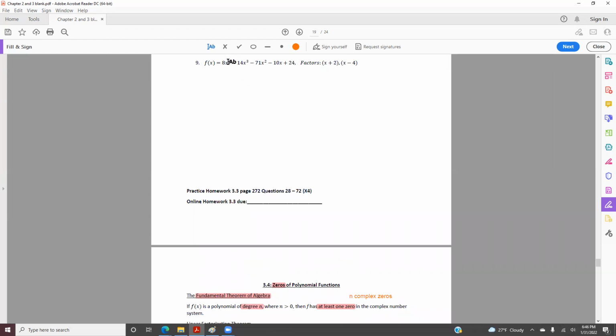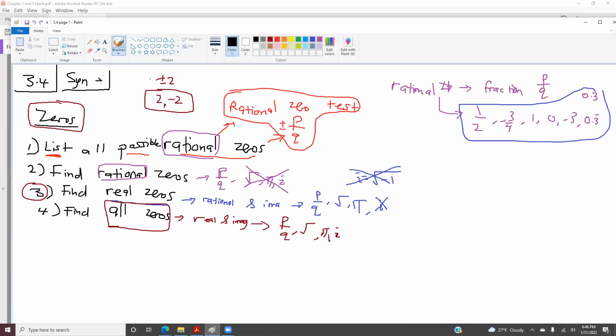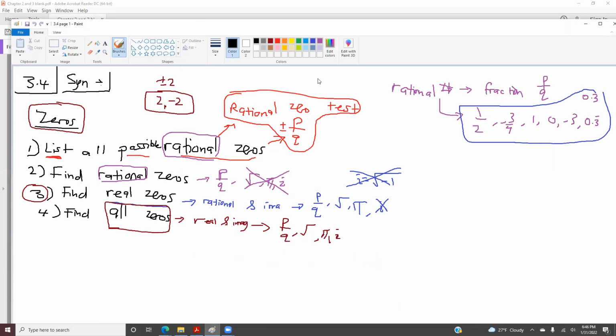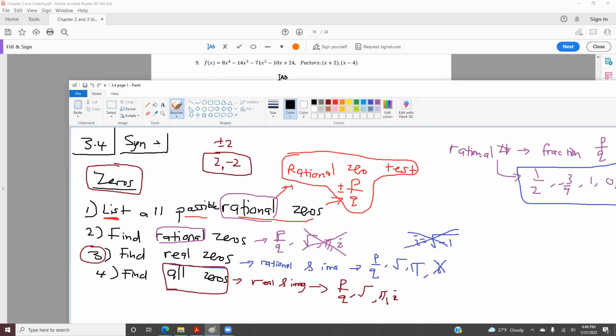So if you have degree 4, I'm expecting you to give me 4 zeros. Then it depends on what kind of zeros the question wants. If a question wants all the zeros and this is a power 4, you should give me 4 zeros. But if it wants real zeros, then you have to figure out whether the zeros are rational or irrational. If they come out to be imaginary, you have to exclude that in your answer. So this all depends on what kind of zeros we have.